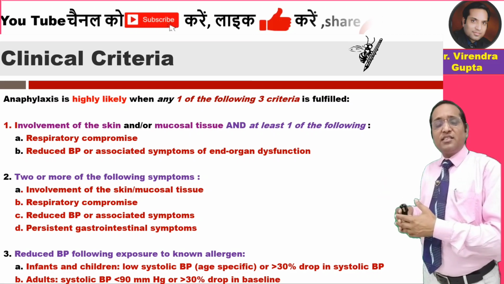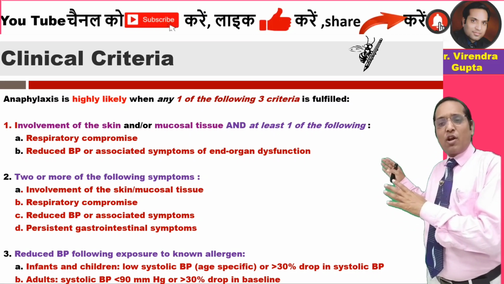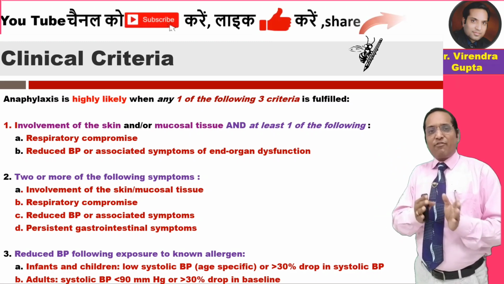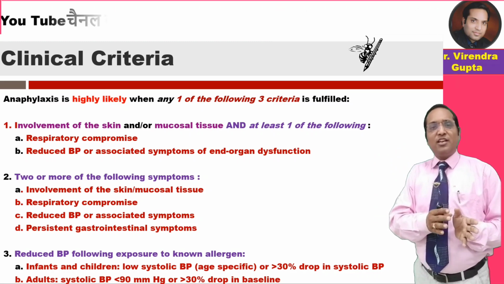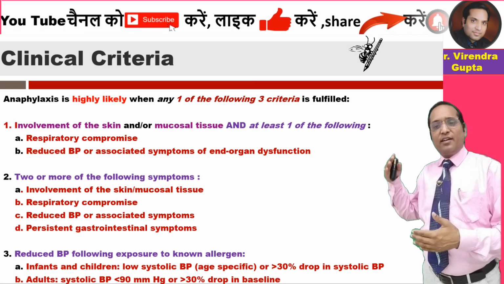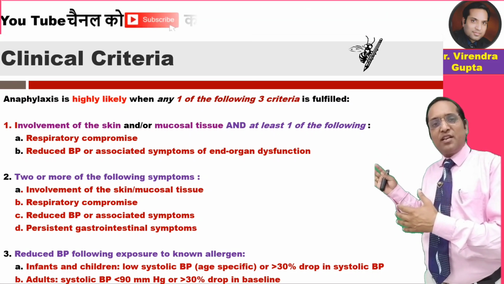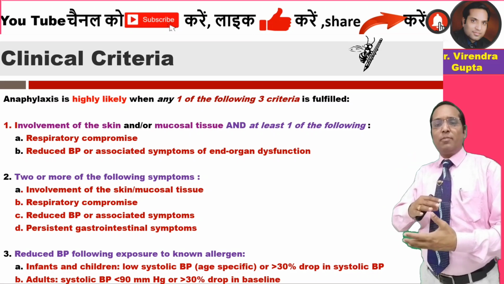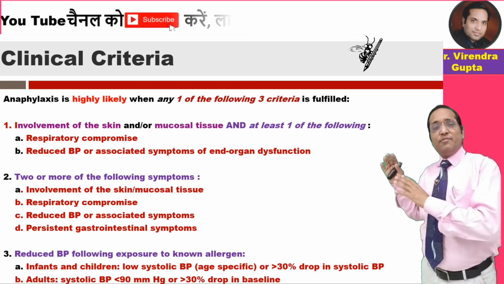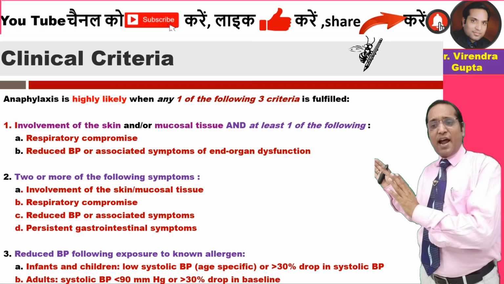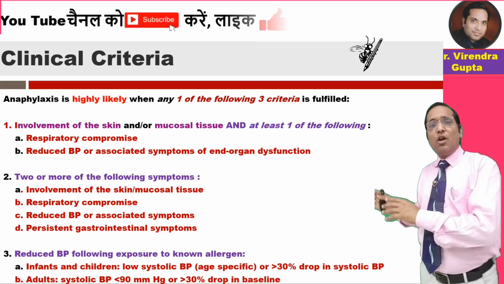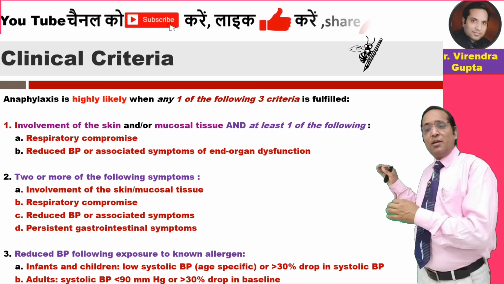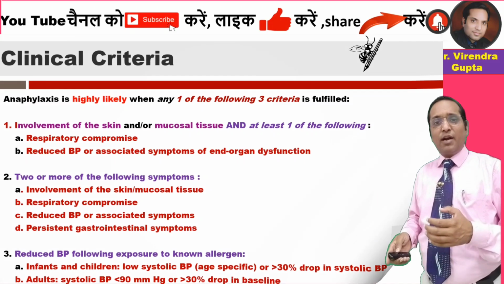Or the third criterion is reduced blood pressure or hypotension following exposure to a known allergen. On the basis of age group, in infants and children it is low blood pressure according to the age, or more than 30% drop in the systolic blood pressure, and in adults if the systolic blood pressure is less than 90 mm of Hg, or if there is a drop of more than 30% of the baseline blood pressure.